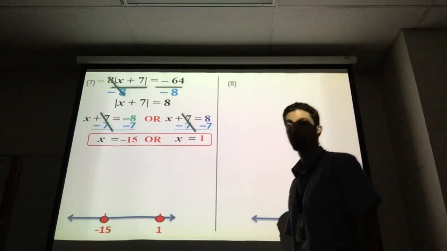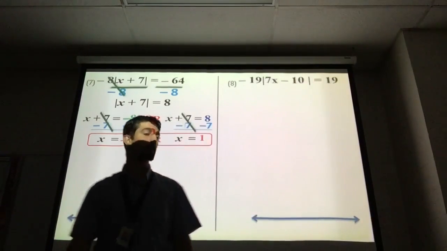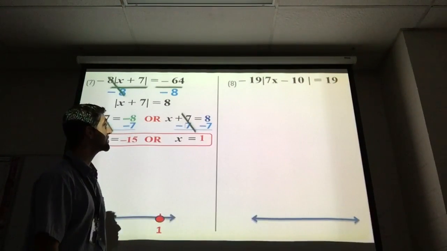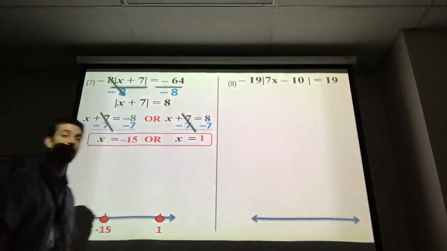Alright, last one, do this one on your own. For this last one here, we have negative 19 times the absolute value of 7x minus 10 equals 19. Go ahead and do that right now.